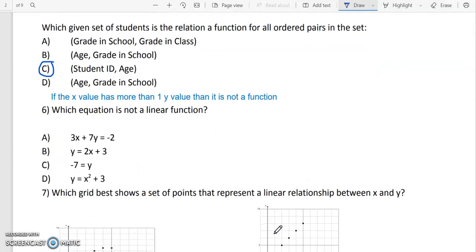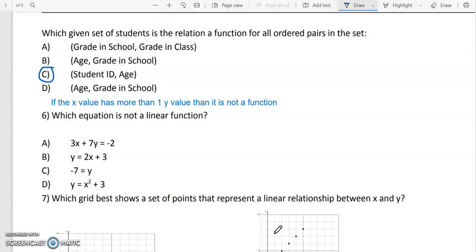All right, let's go ahead and look at number 6. Number 6, which equation is not a linear function? So we know that A is a linear function. We've been working with equations in standard form where we have ax plus by equals c. So I know if I were to graph that or rewrite it in slope-intercept form, it would be a function. B is obviously a linear function as well because it's an equation written in slope-intercept form.